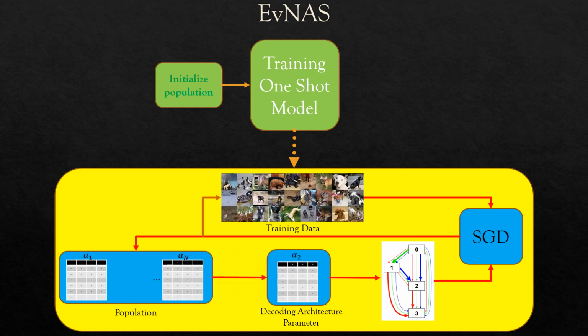That is, convert alpha 2 to its corresponding decoding architecture parameter alpha bar 2, copy it to the one-shot model, then train it on the next training batch. This is continued until all the training batches are finished. If we reach the end of the population, then we go to the start of the population again.